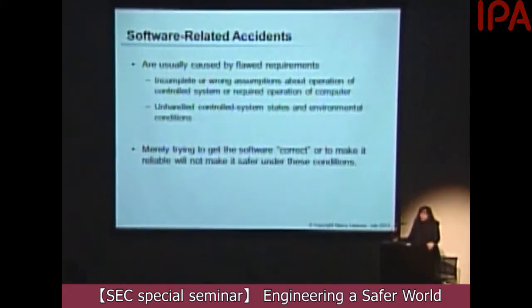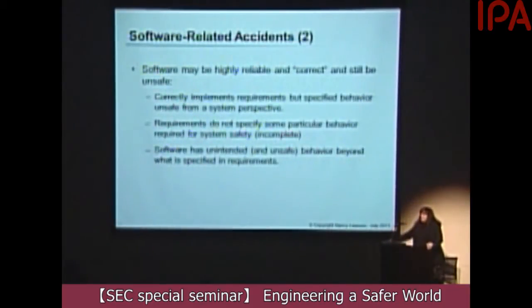Again, each component worked the way that the engineers expected it to work. The problem was in the interactions between the components and ones that had been unanticipated. So merely trying to get the software correct or to make it reliable will not make it safer under these conditions. In all these cases I talked about, the software was 100% reliable.